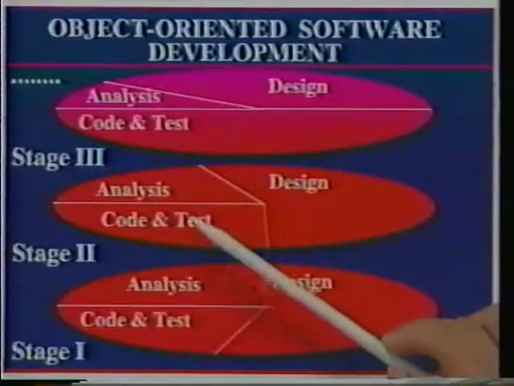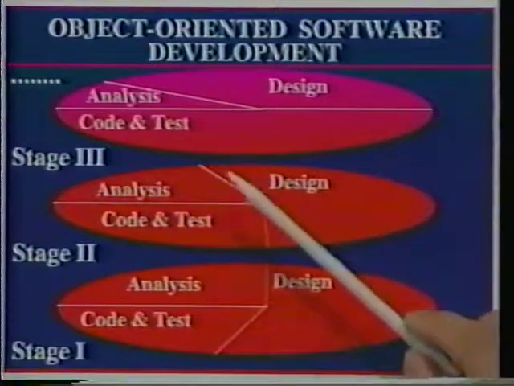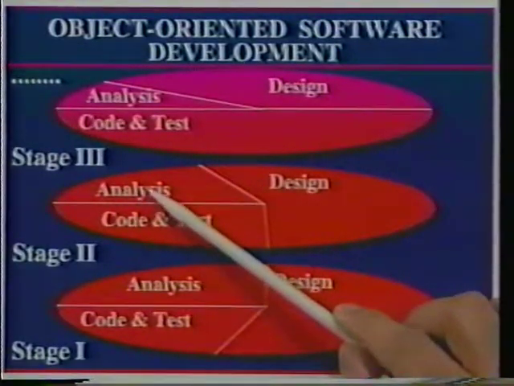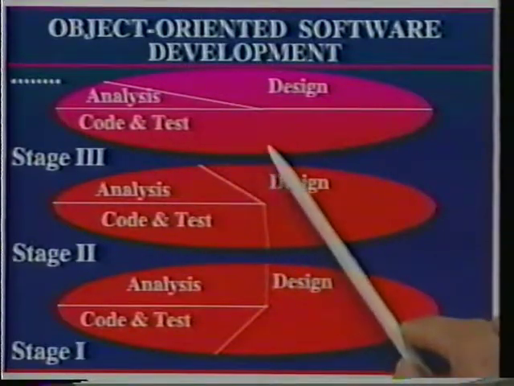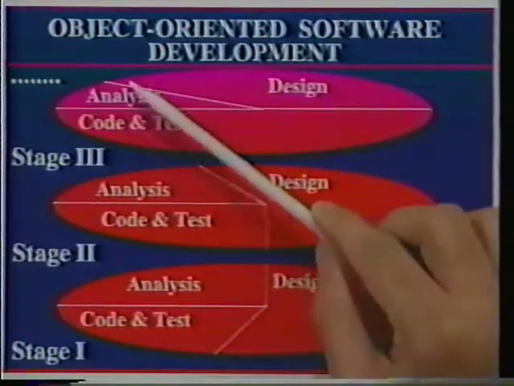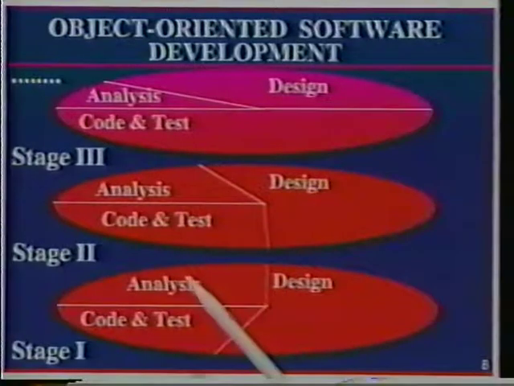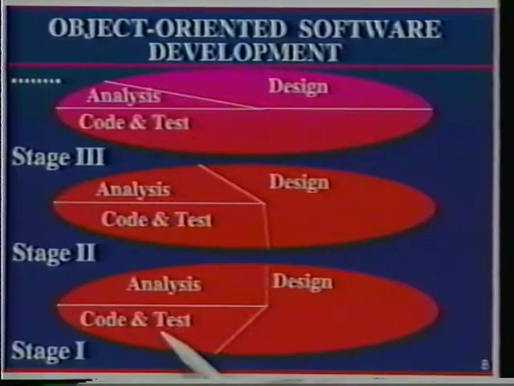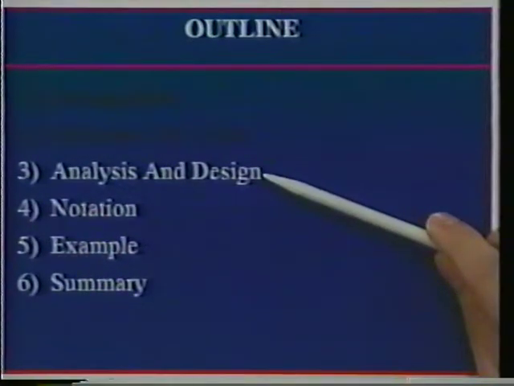For example, in stage 2, we increase the time we spend on code and test, and we decrease the time we spend on analysis. But keep in mind, the analysis doesn't go away. It's always there because requirements keep coming in all the time, and we spend a lot of time on design as well. Then as we go through, we reduce the time we spend on design, we reduce the time we spend on analysis, and we increase the time we spend on coding and testing. In this process, we follow object-oriented analysis, object-oriented design, and coding and testing. So what is object-oriented analysis and what is object-oriented design? In the next segment, I will talk about object-oriented analysis and object-oriented design.